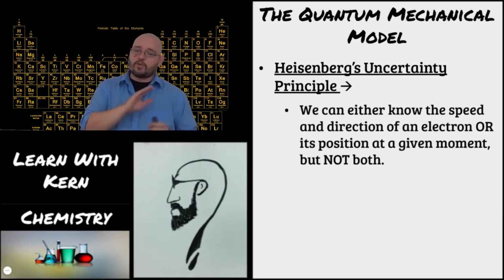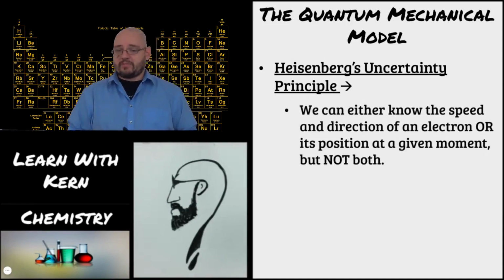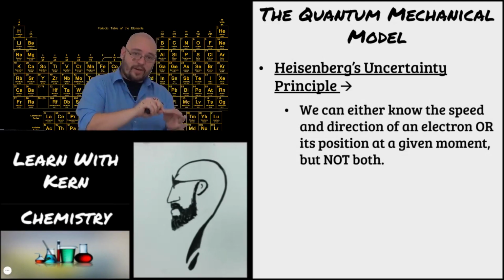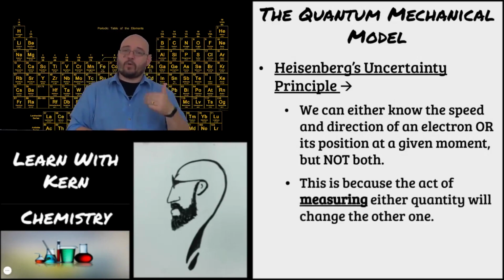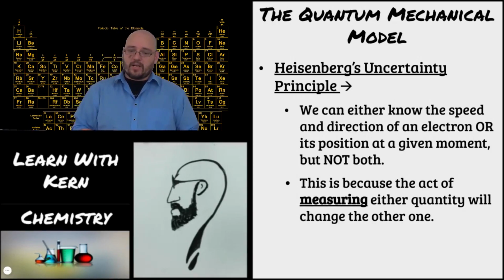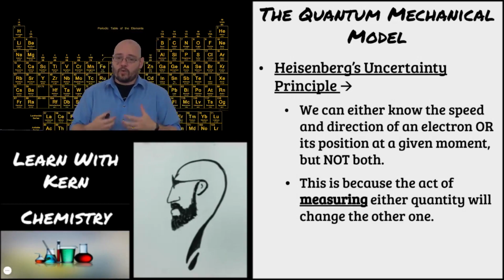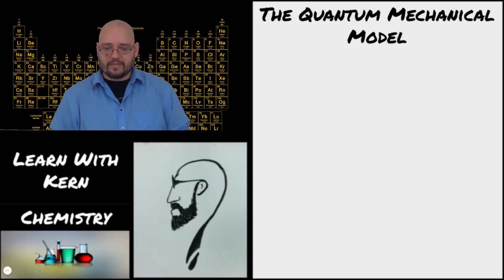The Heisenberg uncertainty principle is another vocab word that you need to understand and know. It basically says we can know either the speed and the direction of an electron or its position at any given moment, not both. We can't know exactly where it is and how fast it's moving at the same time. The reason is that in order to measure where it is, we have to change how fast it's moving by hitting it with something. In order to know how fast it's moving, we have to know where it is. So we cannot know both at the same time. That's the Heisenberg uncertainty principle. It's a little more complicated than that, but that's basically it for what we need.